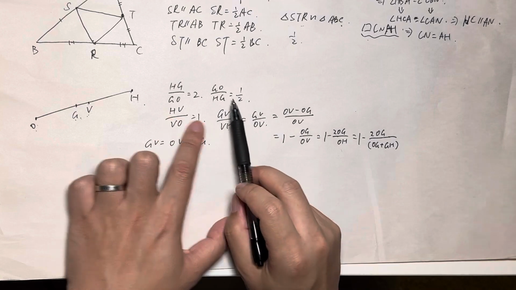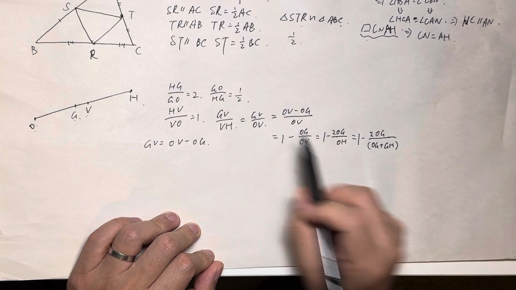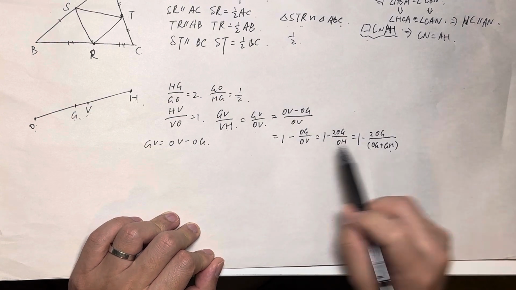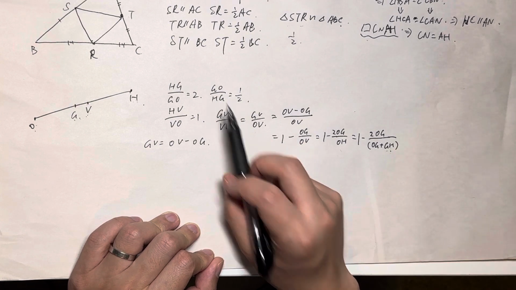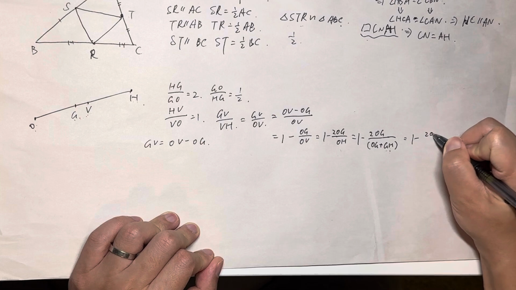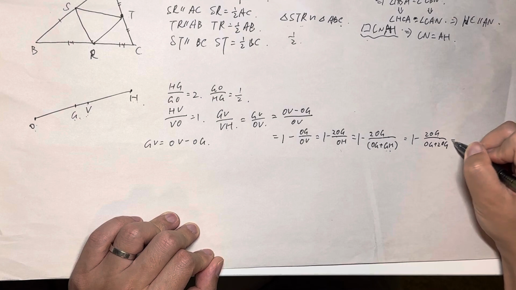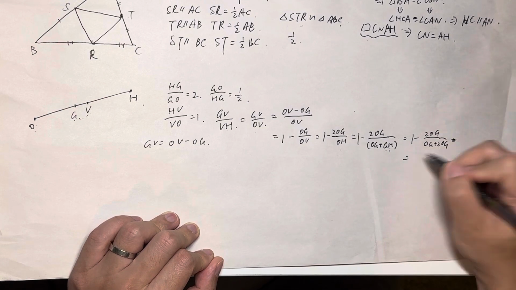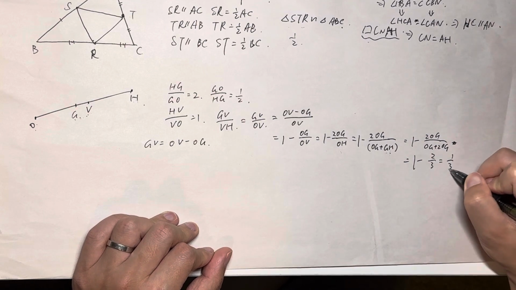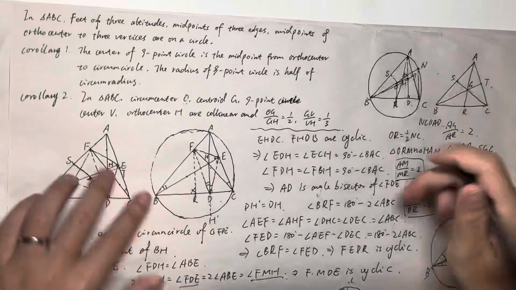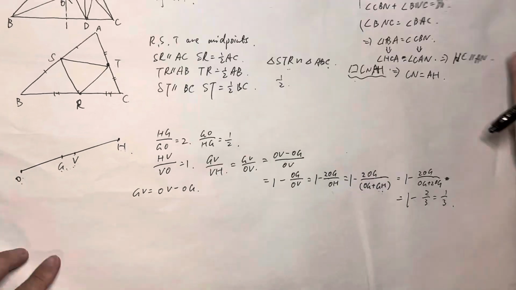right? And we already know that OG to HG is 1 to 2, which means that HG can be written as twice of GO, so that equals 1 minus 2 OG divided by OG plus 2 OG, right? So that equals 1 minus 2 to 3 equals 1 to 3. 1 to 3, right? Okay, we just finished all the improvement.